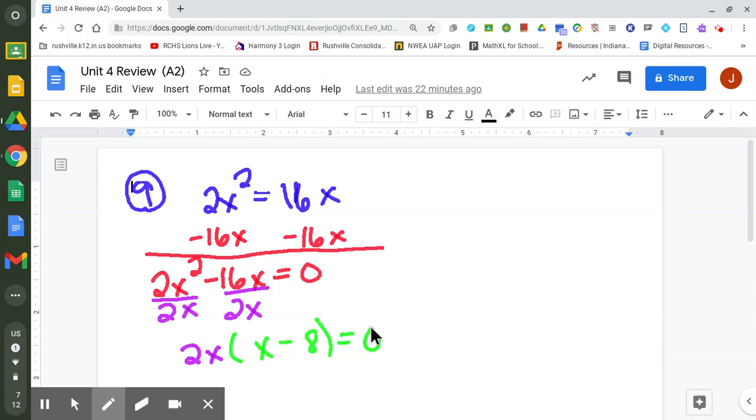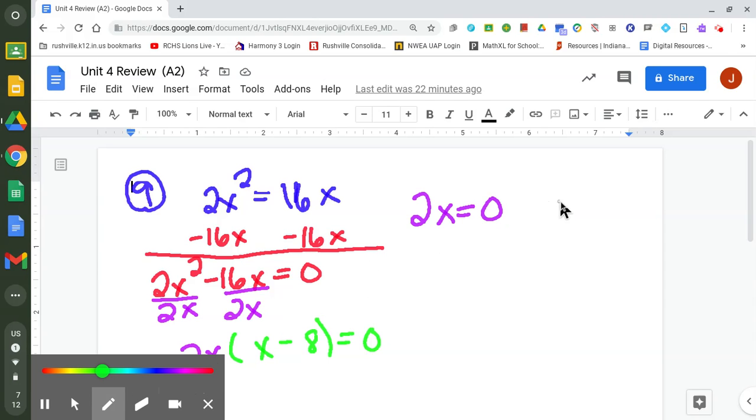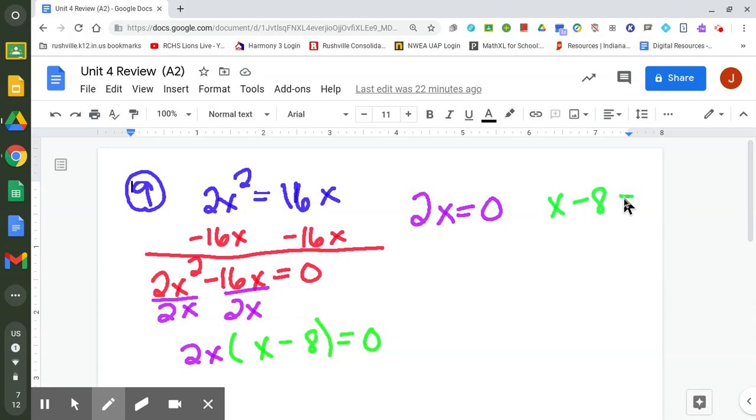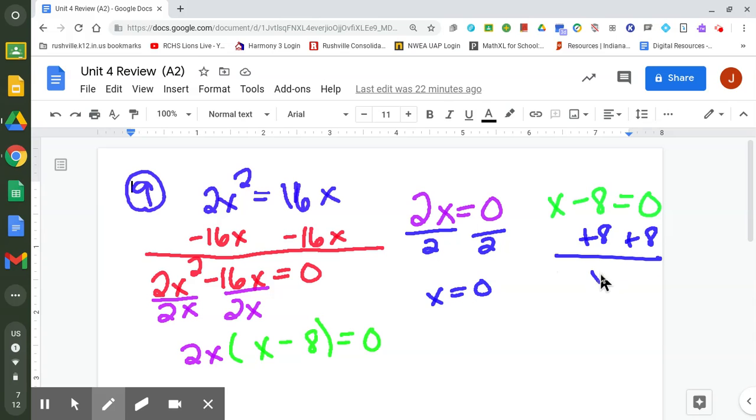And now I have two factors. One of them is 2x and one of them is x minus 8. I am going to set each of those equal to 0. So 2x equals 0 and x minus 8 equals 0. And I'm going to solve each of those for x. So divided by 2, x equals 0. And plus 8 on both sides of the equal sign. X equals 8. So my two solutions are 0 and 8.